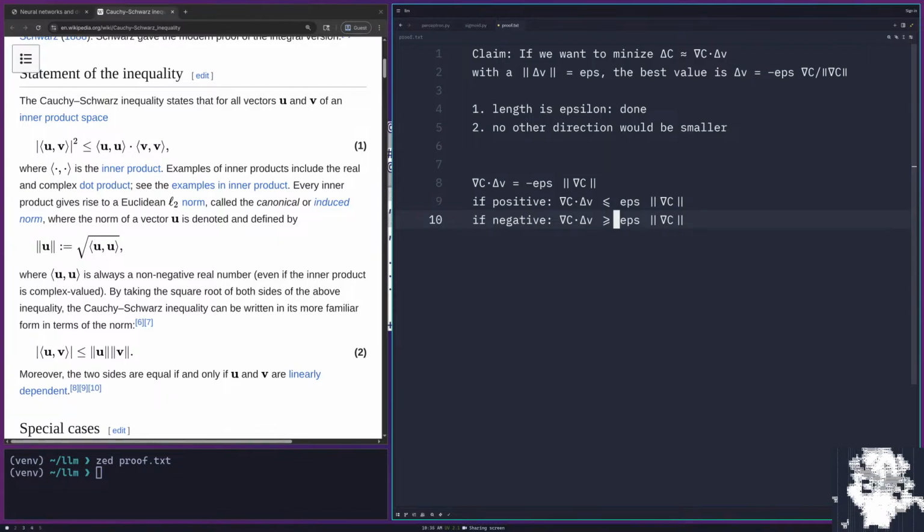And we're looking for something negative because we're trying to minimize. So we've shown we know that this thing, delta C, is greater or equal to this. Sorry, I needed a negative here, didn't I? I'm getting confused with the absolute value.